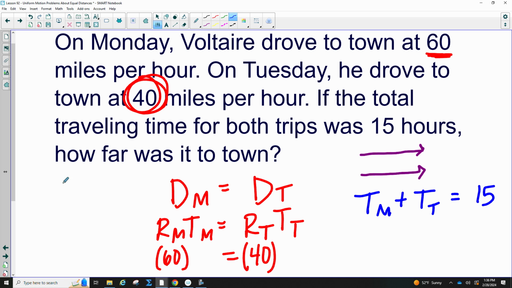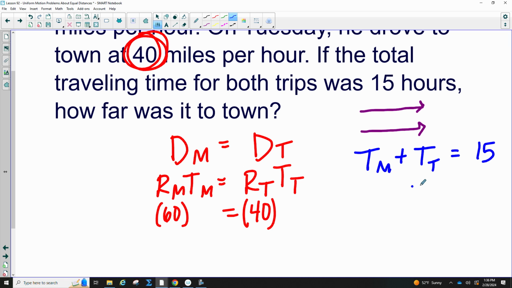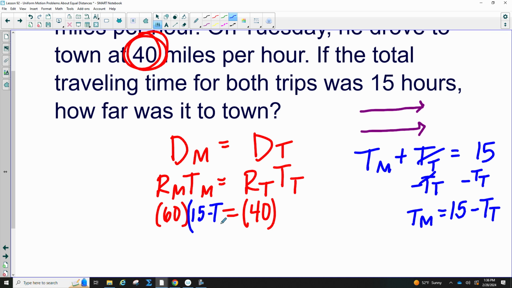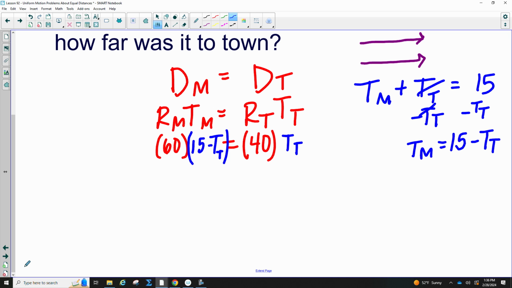So I'm going to subtract TT. It doesn't matter which one, but this is the one I'm going to do. All right, so that means that TM is equal to 15 minus TT. So I'm going to squeeze this in right here. For TM, I'm going to replace TM with 15 minus TT, and then I'll keep this TT over here. And then I will solve, okay? So 60 times 15 is 900. And then I'm going to do 60 times negative TT is negative 60 TT.